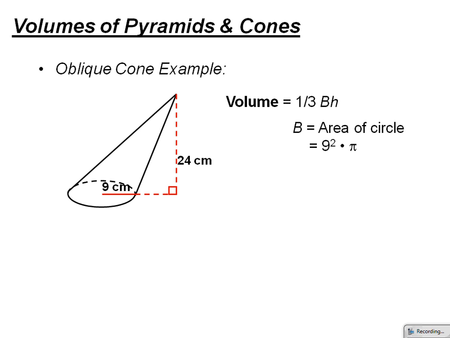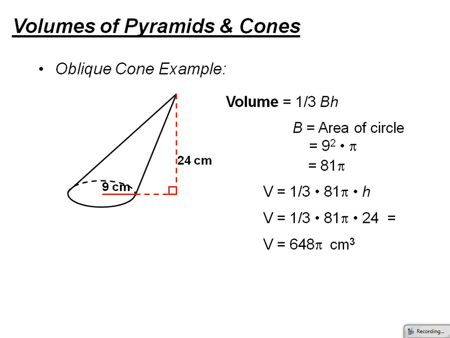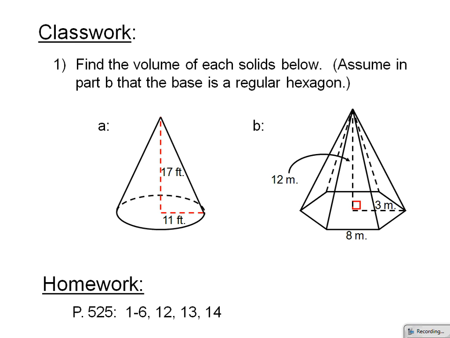Since the base is a circle, we can just square the radius. 9 squared equals 81. Multiply that by pi, and we get an area of the base that's 81 pi square centimeters. Multiply that by the height of the cone, which is 24 centimeters. And we get 1/3 times 81 pi times 24 for a grand total of 648 pi cubic centimeters. Thus concludes today's lesson.